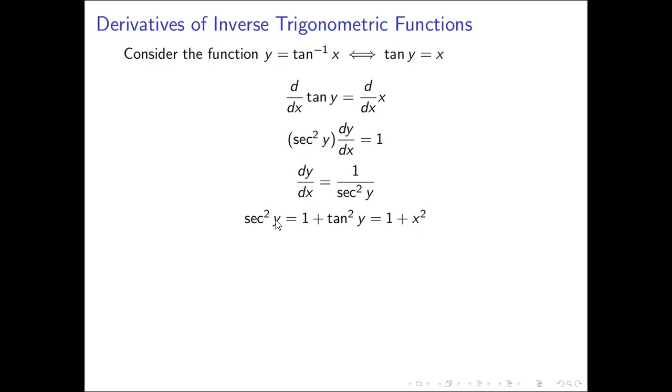In other words, secant squared y is just 1 plus x squared. And we can replace this one by 1 plus x squared so that our derivative is now explicitly in terms of x and x alone, since we need a derivative for tangent inverse x. Now, y is the tangent inverse, so we can rewrite this as follows: the derivative of the tangent inverse of x is 1 all over 1 plus x squared.